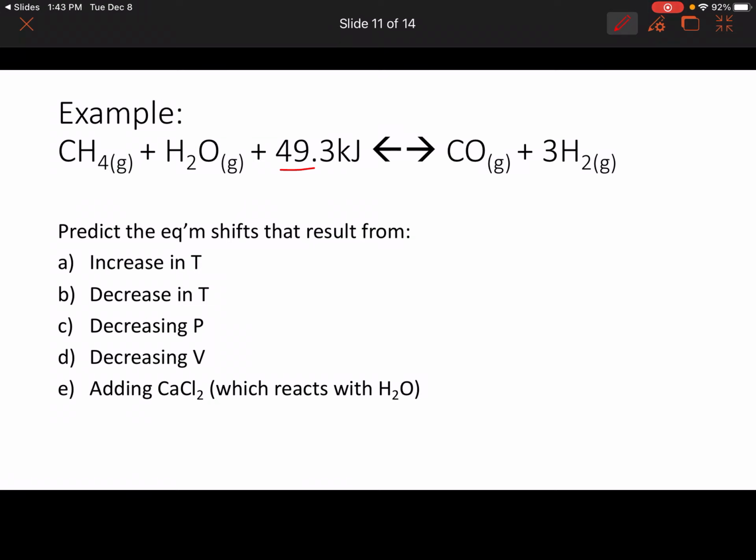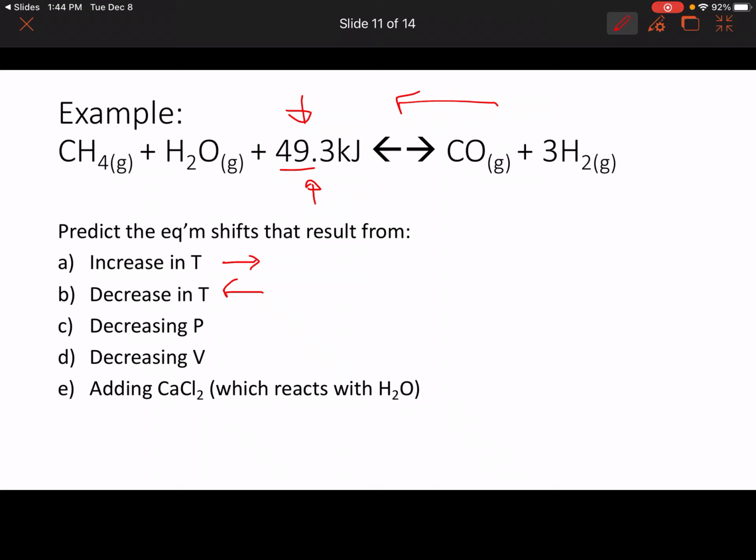So if I increase the temperature, I'm increasing the energy that's required for the forward reaction. So the forward reaction is going to be favored and we are going to shift to the right. Now, if I decrease the temperature, the opposite is going to happen. I've slowed down that forward reaction because the forward reaction needs that heat. And so in that case, the reverse reaction is going to be favored. So this is going to be to the left.